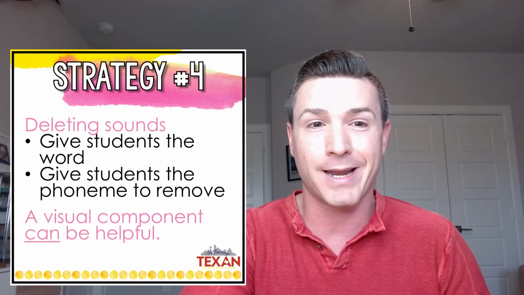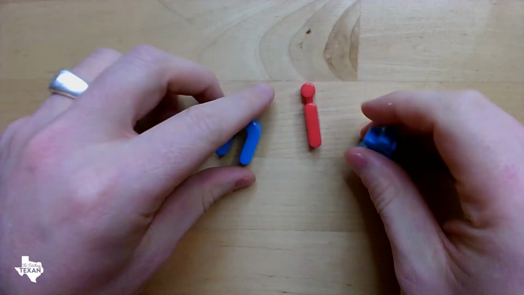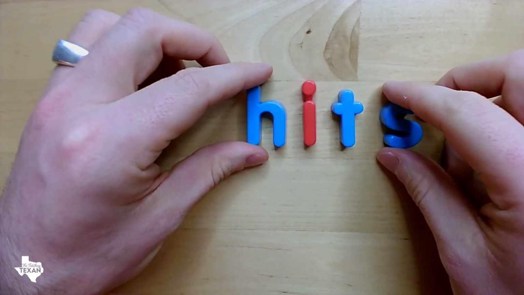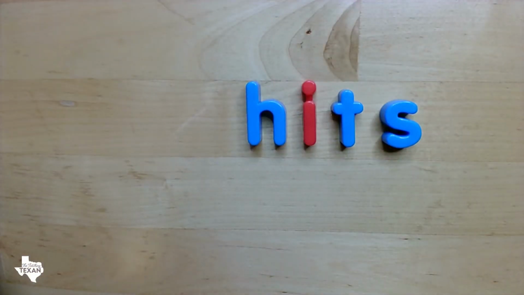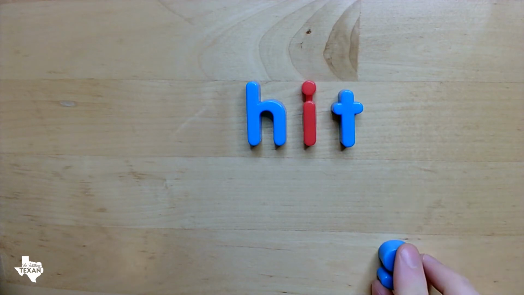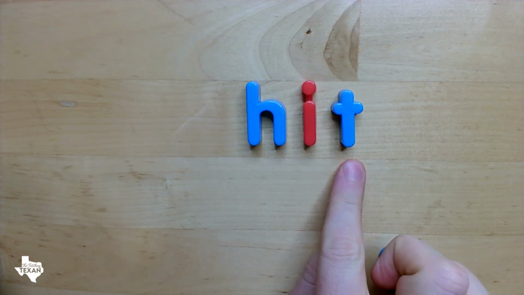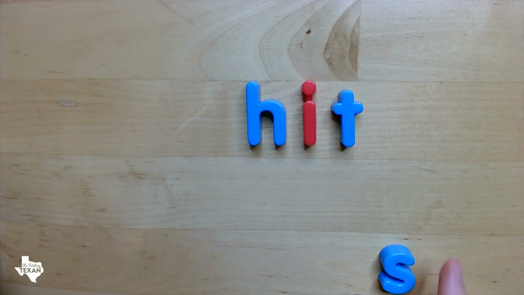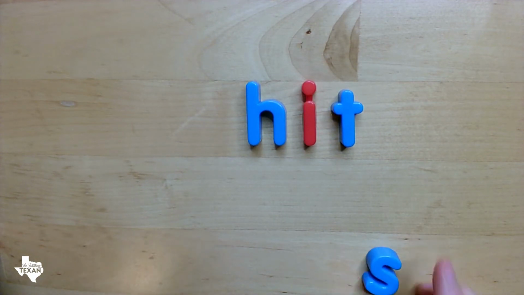So I will give you an example of what that might look like. If students have the word, I'll build a word for you, hits, and I want them to delete the s sound, I would tell them delete the s sound or remove, and they can visually remove that and tell me what is left. Now again, this can be just done auditorily and verbally, which is really what phonological awareness is, but I like to sometimes add in this extra layer so that students can actually see as they are deleting sounds.